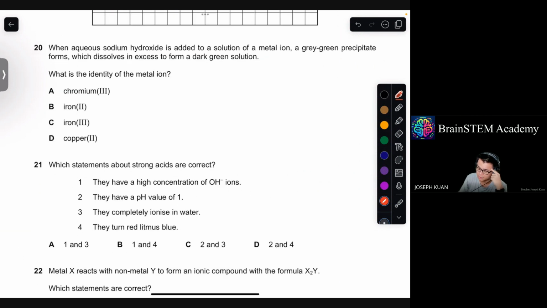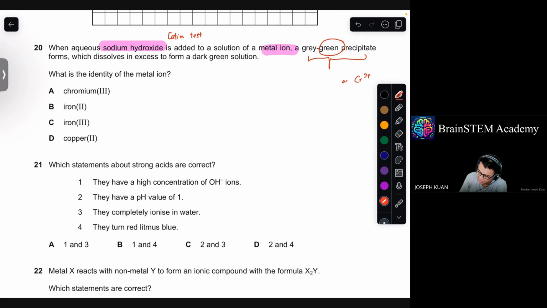When aqueous sodium hydroxide is added to a solution of a metal ion, a gray-green precipitate forms which dissolves in excess to form a dark green solution. Which is the identity of the metal ion? Now, sodium hydroxide is commonly used for cation tests, which react with metal ions. It forms a gray-green precipitate. When you see a green precipitate, you should think of either of these two ions, iron 2 or chromium 3.